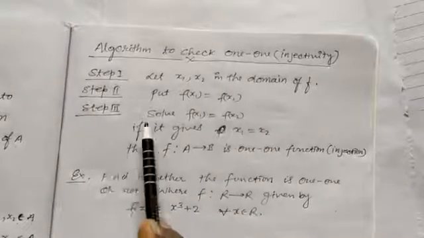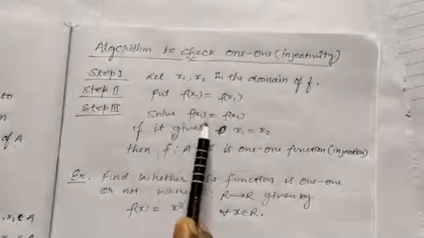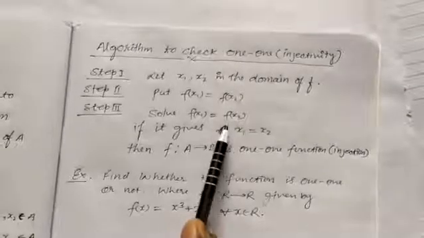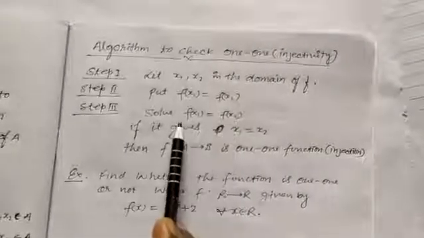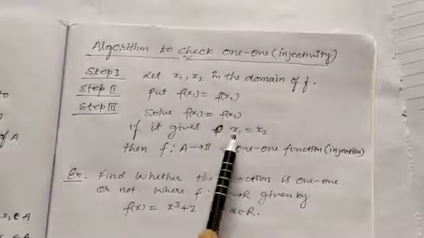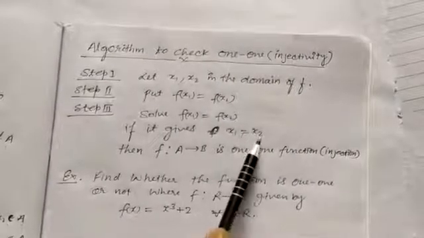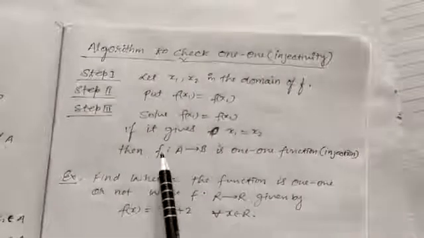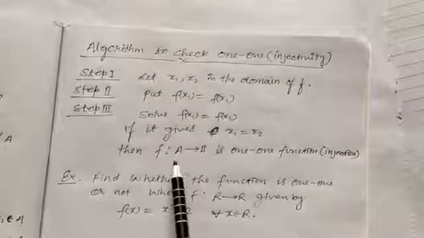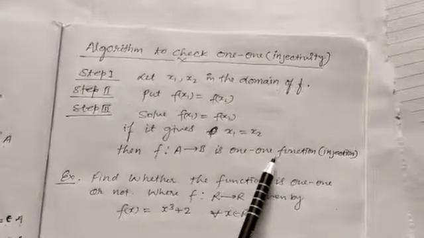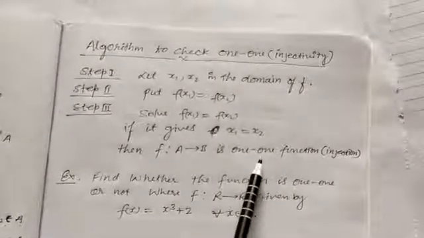In the third step, solve f(x1) equals f(x2). On solving, if you get x1 equals x2, then the function f from A to B is a one-one function, otherwise it will not be one-one.